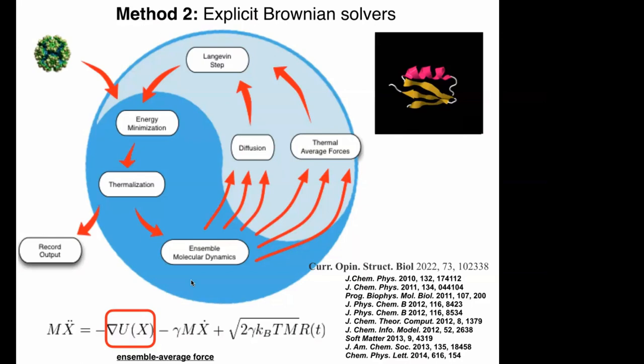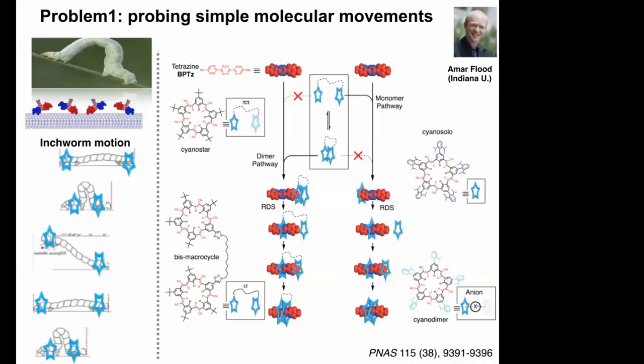Okay, so these were the two methods. Now let's start doing some science with these two methods. So first, let's do some simple movements. When I was a postdoc in Urbana-Champaign, I continued working with Amar, and Amar had this issue of, he had these cyclostar rings, which are essentially rotaxanes.